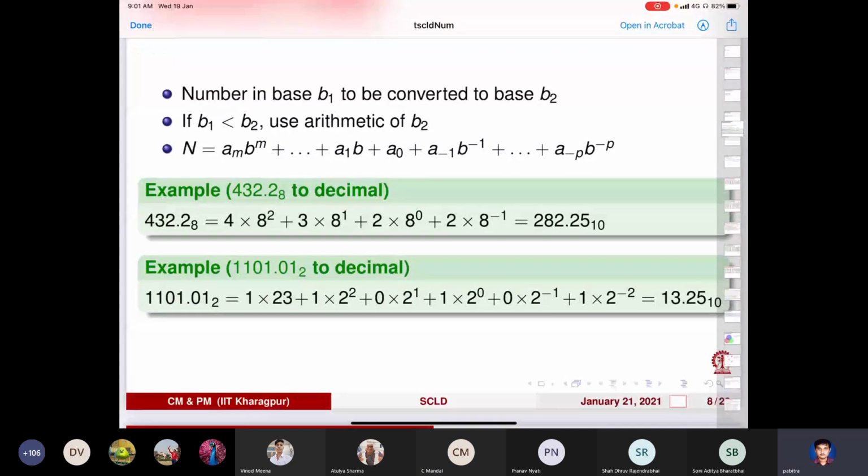Yes. So the fractional part you can see is that starting from your point, I will not call it decimal point, starting from your point, you go to the left, you keep on increasing the powers of the base. You go to the right, you keep on decreasing the power of your base.